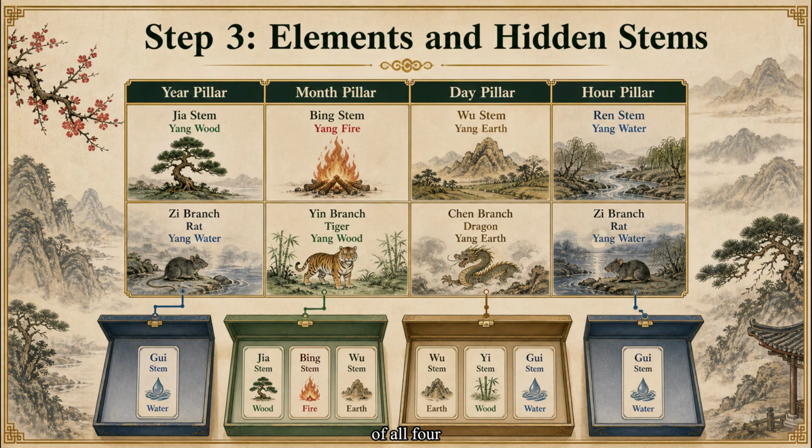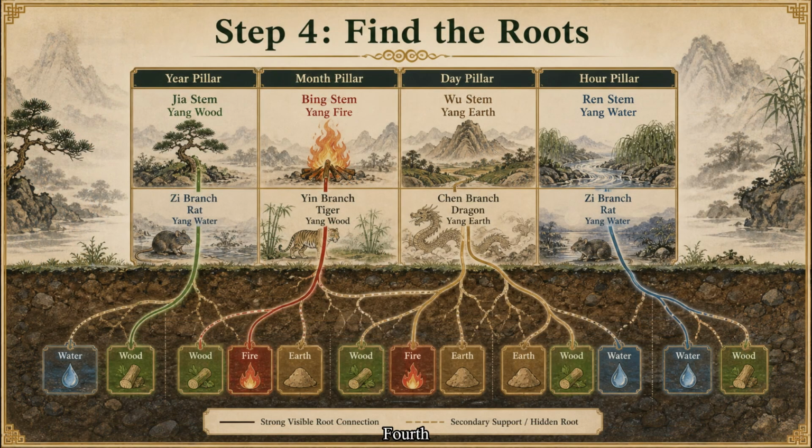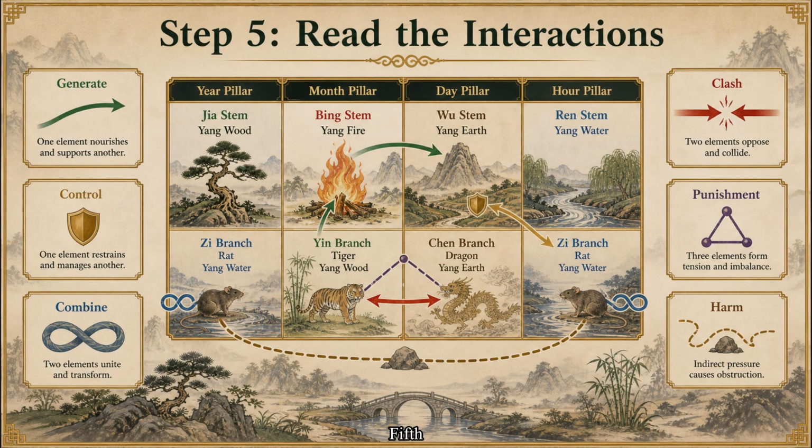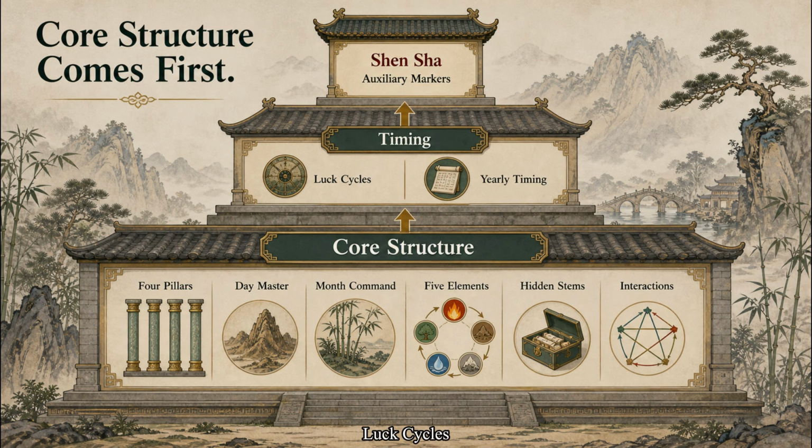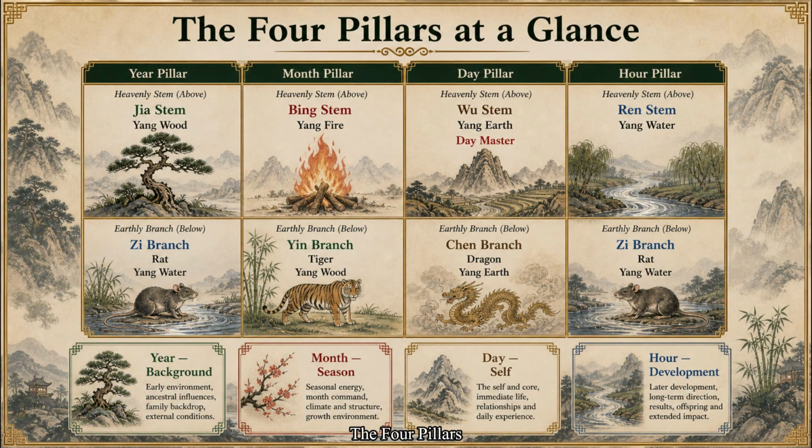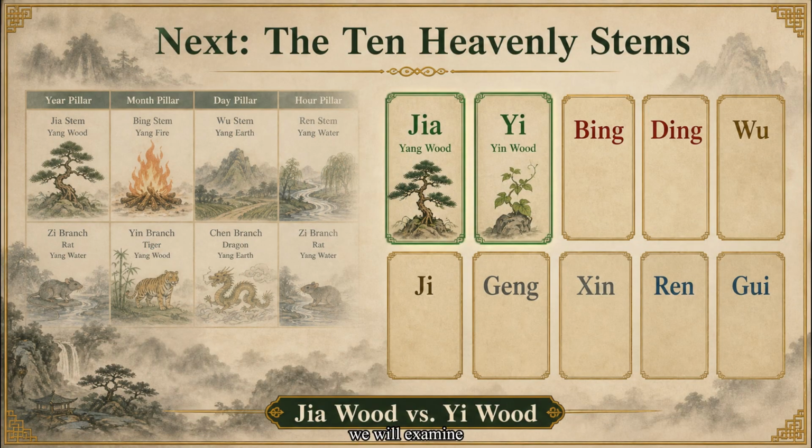Third, examine the elements of all 4 stems and branches and open the branches to inspect their hidden stems. Fourth, examine whether each heavenly stem finds roots and support in the branches below. Fifth, examine how the 4 pillars generate, control, combine, clash, punish, or harm one another. Finally, add luck cycles, yearly timing, and shensha only after the core chart structure is understood. The 4 pillars are the year, month, day, and hour pillars, each containing a stem above and a branch below. In the next episode, we will examine the 10 heavenly stems and explain why Jia wood and Yi wood express the same element in different ways.